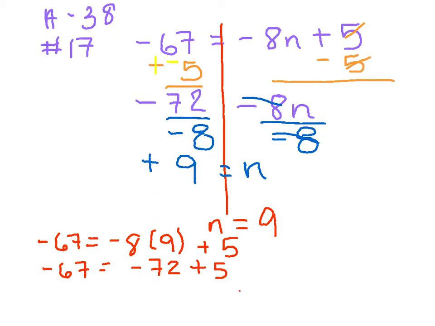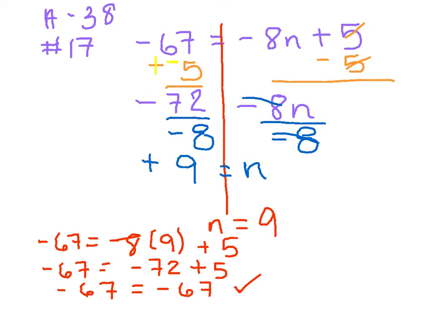So I see here that my signs are different. The bigger absolute value is negative, so I know that in this problem my answer is going to be negative. I'm going to get negative 67, that doesn't change, is equal to negative. And now since the signs are different, I subtract those and I get negative 67 is equal to negative 67. And sure enough, that checks.